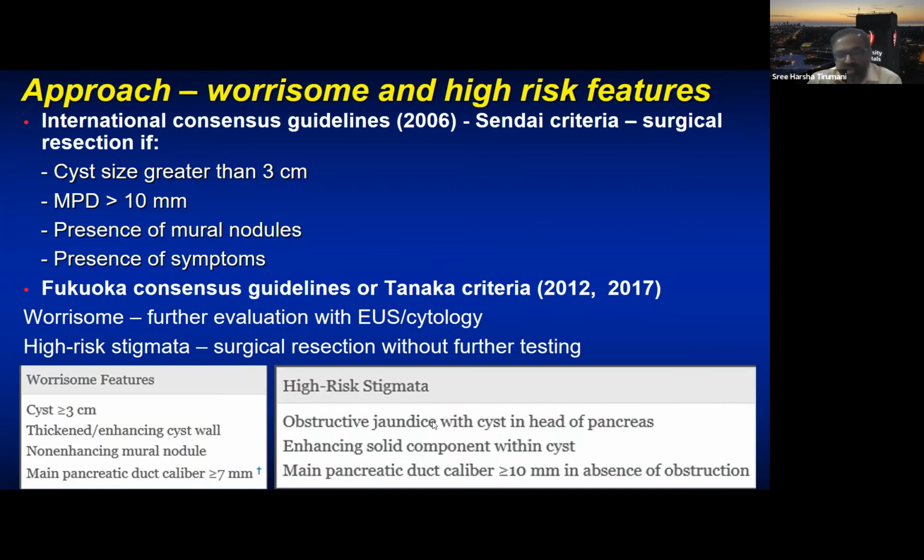unless they have some of these features which are high risk. And the high risk features are presence of jaundice, presence of enhancing solid component, or a main duct diameter of more than 10 millimeters. So they tried to further refine it, especially they tried to make sure that not all cysts greater than 3 centimeters go for surgery automatically. And they made sure these go into EUS.